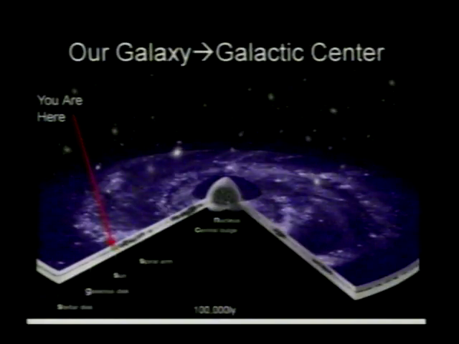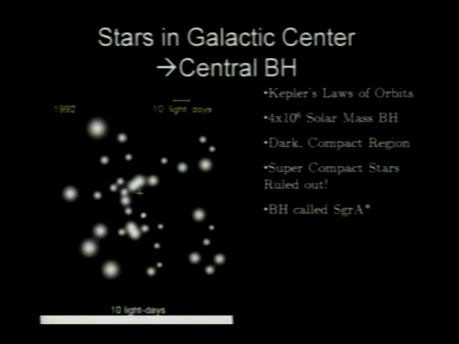OK, so now we're going to go to the galactic center. We're back at our galaxy. Now we're going to zoom into the center of the galaxy. Here we are, near the center of our galaxy. What's special about the center of our galaxy is it has a large collection of stars very close to the black hole there, actually, that we figured out eventually was a black hole. The black hole will end up being here.